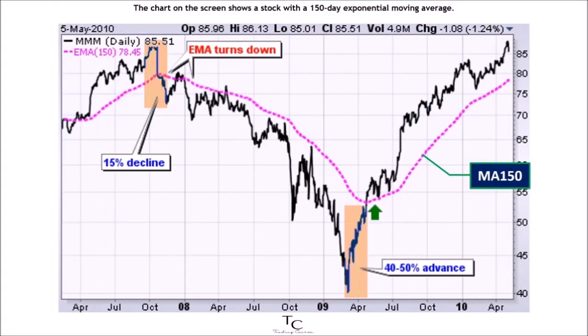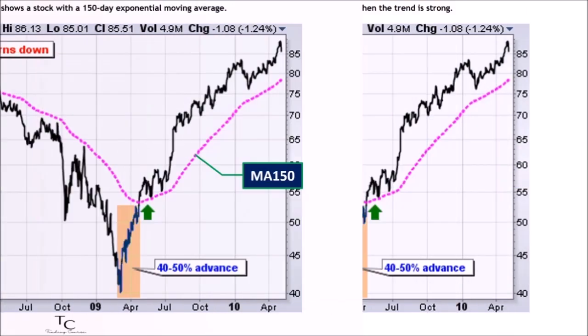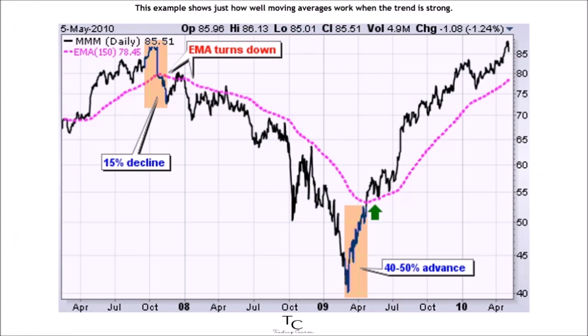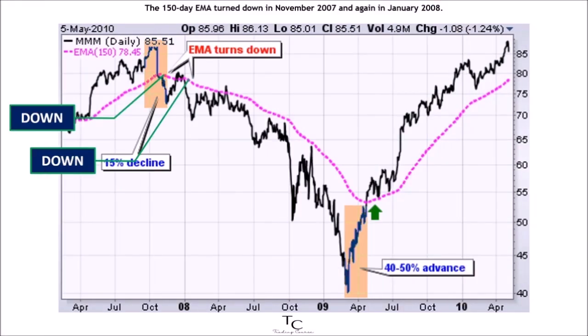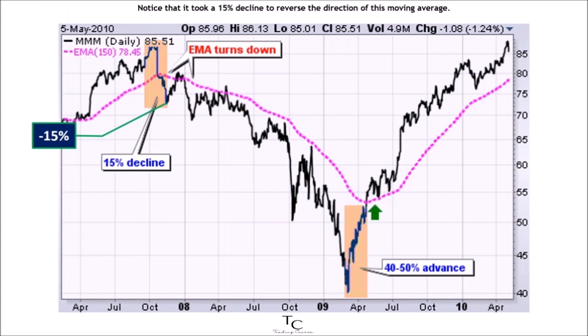The chart on the screen shows a stock with a 150-day exponential moving average. This example shows just how well moving averages work when the trend is strong. The 150-day EMA turned down in November 2007 and again in January 2008. Notice that it took a 15% decline to reverse the direction of this moving average. These lagging indicators identify trend reversals as they occur, at best, or after they occur, at worst.